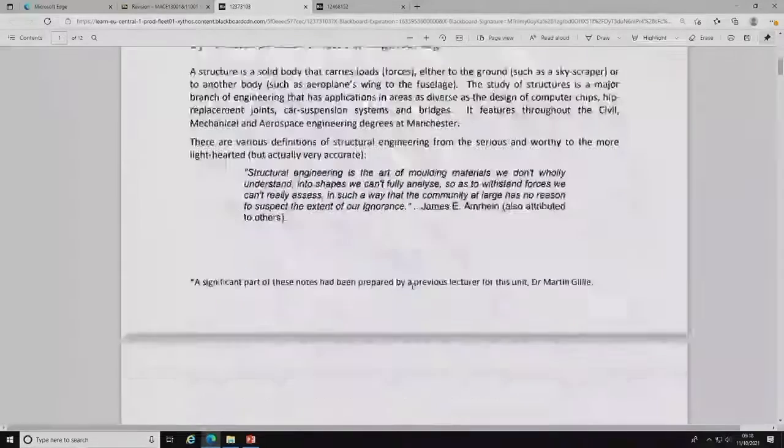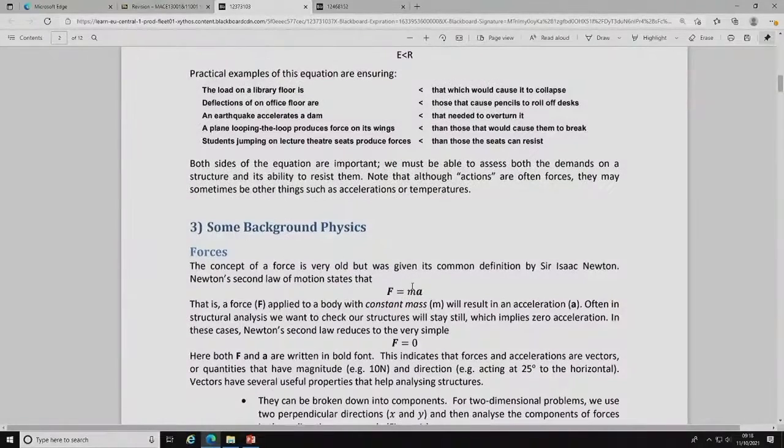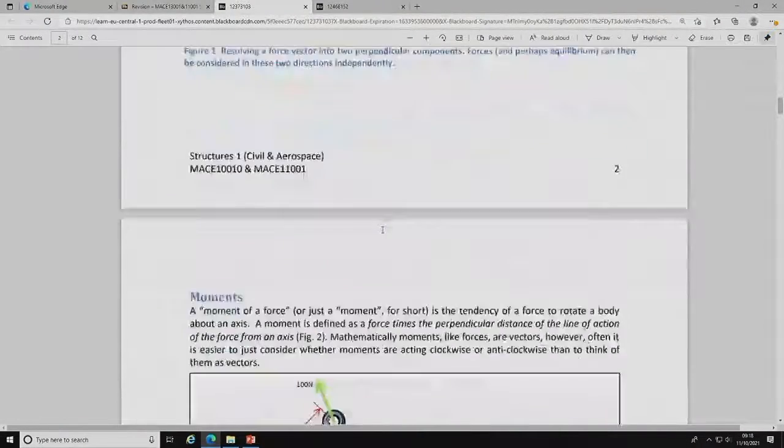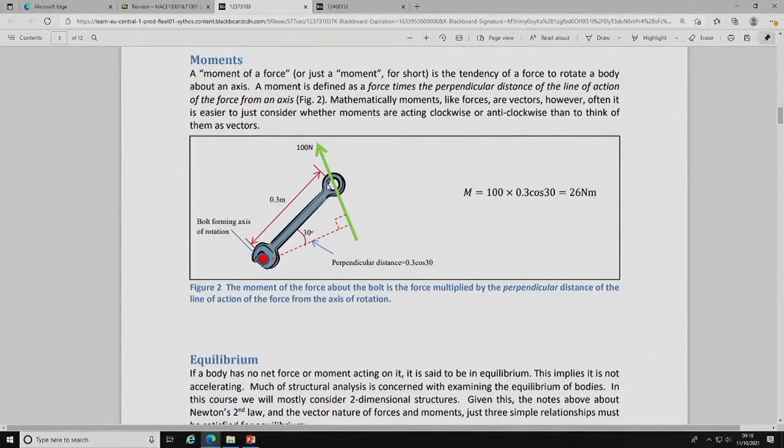So we talk about a few things about reaction forces, resolution of the forces, and what a moment is. Now moment, one thing for you to consider always: the moment of a force is the force multiplied by the distance of the line of action of the force from the point.